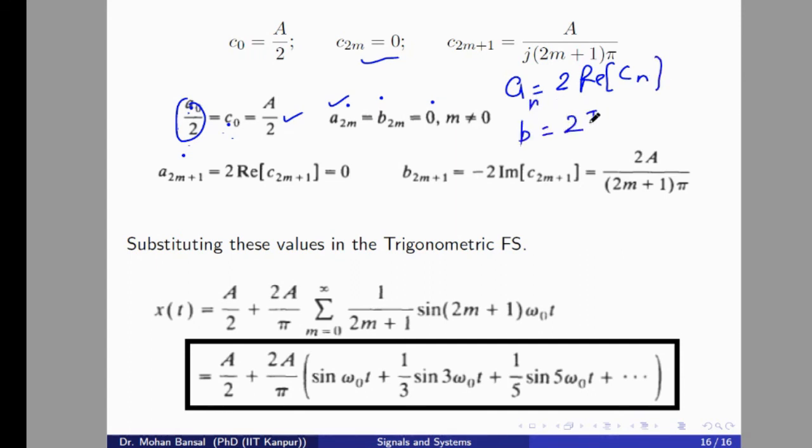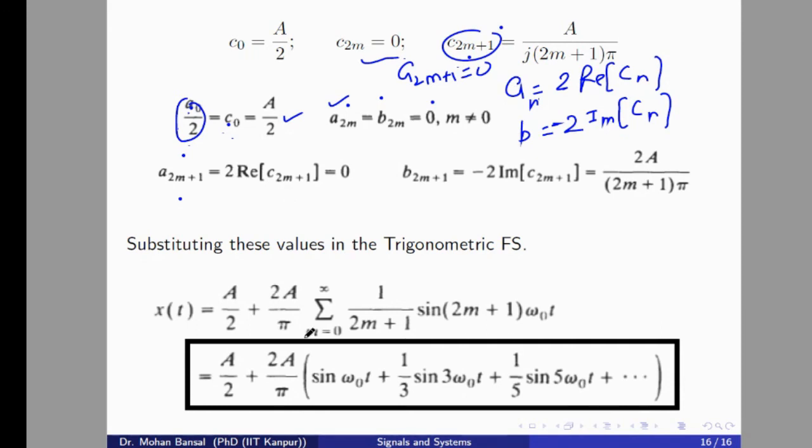b_n is equal to minus twice the imaginary part of c_n. So a_2m is equal to 0, b_2m equal to 0, because c_2m is 0. a_(2m+1) will be equal to twice the real part of c_(2m+1). And b_(2m+1) will be minus twice the imaginary part of c_(2m+1). So here the real part is 0, so a_(2m+1) becomes 0, and b_(2m+1) will become 2A divided by (2m+1)π.